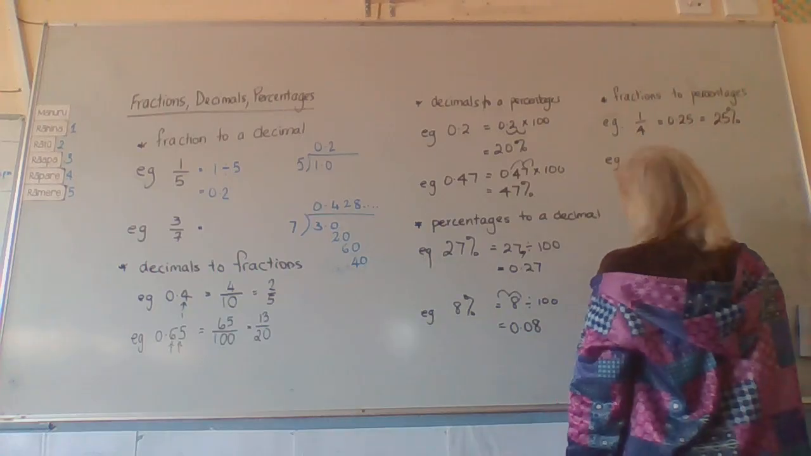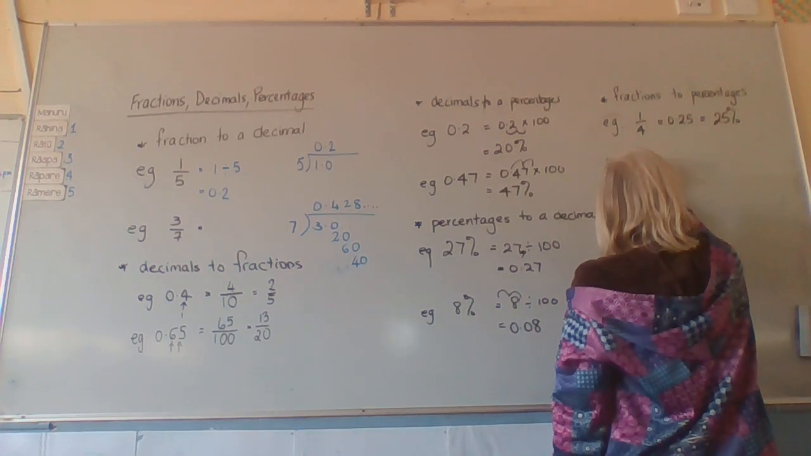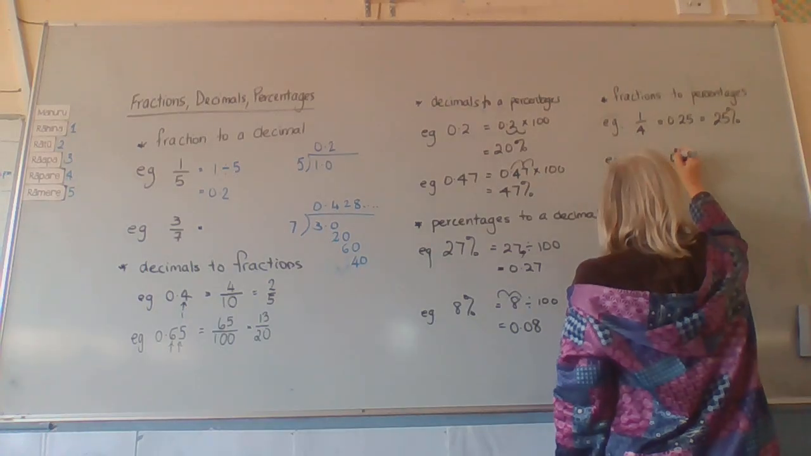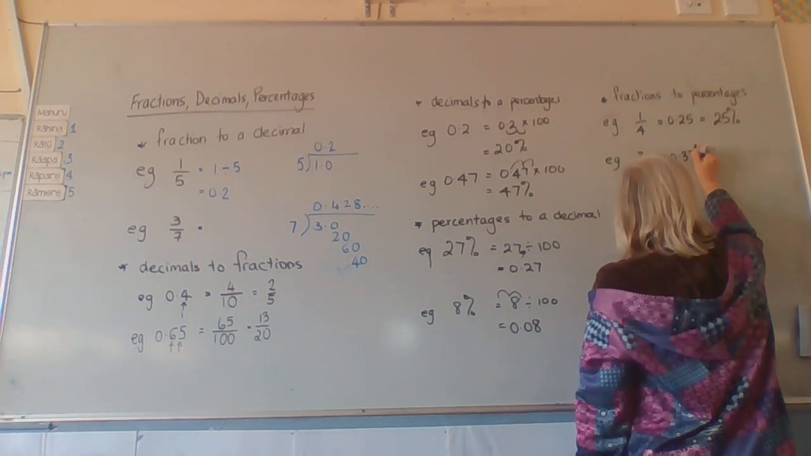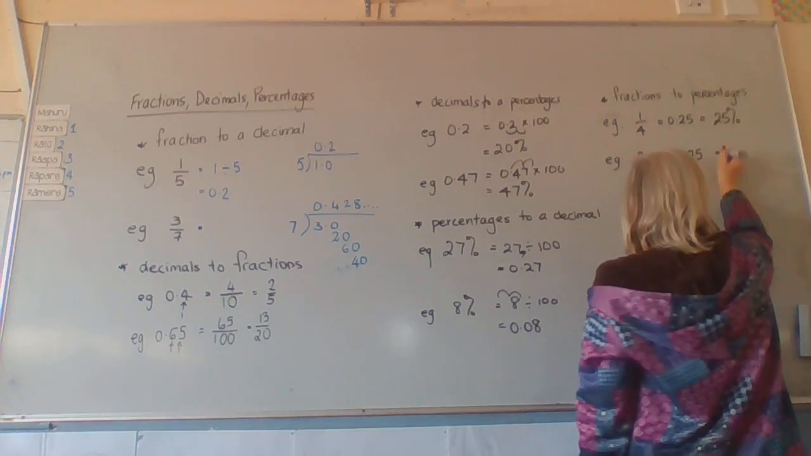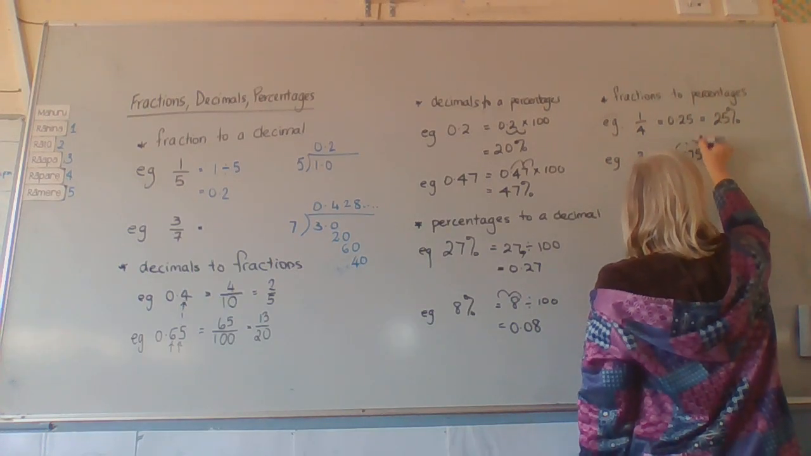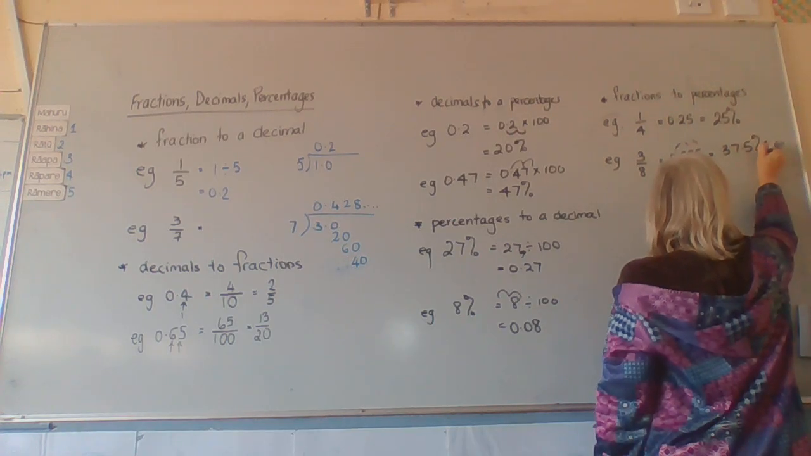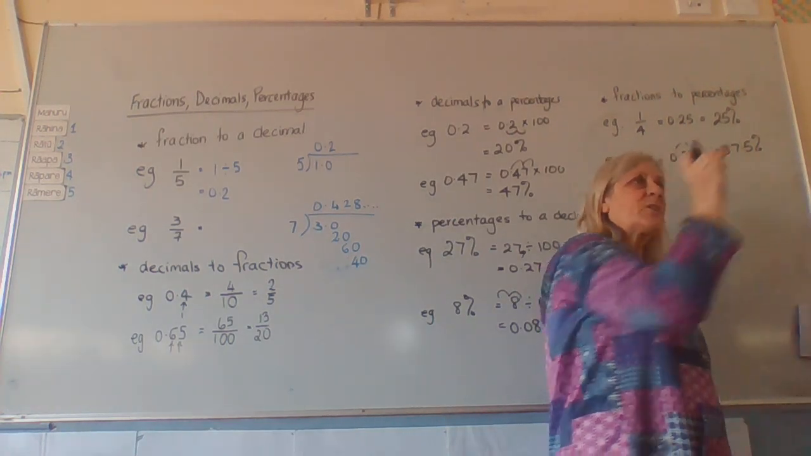But what if we don't know it? Like 3 eighths. So 8 into 3 is 0.375 when we divide. Now we have to times. So we're going to move it twice. 37.5%. Right, jumping twice.